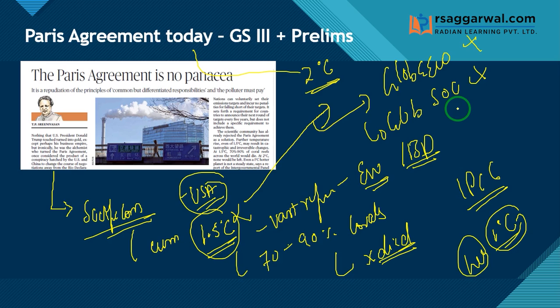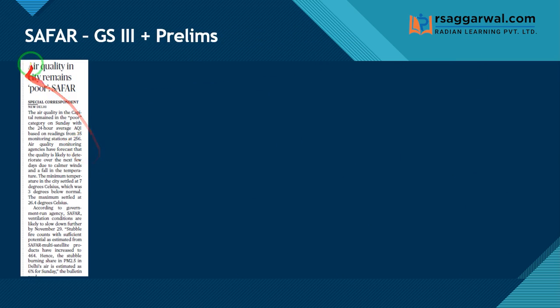With this, let us move on to the next article of the day. Here we are talking about the SUFFER system. This caters to GS paper 2 as well as the prelims examination, and GS paper 3 as well as the prelims examination.